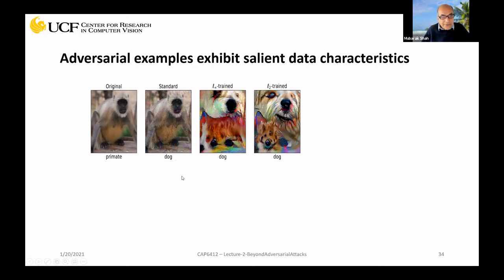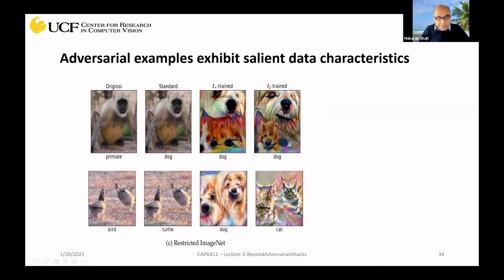Now when we do the same thing for the L infinity robust classifier and the L2 trained classifier, the changes result in this, and this actually looks like a dog, and the classifier says it's a dog. Which is pretty interesting. And here the classifier says dog, but this actually doesn't look like a dog. Okay, so that is important.